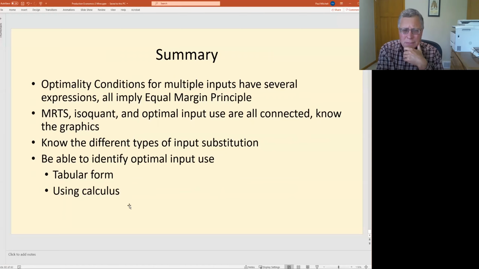And then we also talked about different kinds of input substitution. There's the perfect one, like canola and soybean meal in a feed ration, or sorghum and corn maybe in a feed ration. And we talked about imperfect substitutes, which is more typical. And we also talked briefly graphically about perfect complements, which is no substitution. In the end, what you're going to want to be able to do is identify the economically optimal input use in table and using calculus. So thank you.